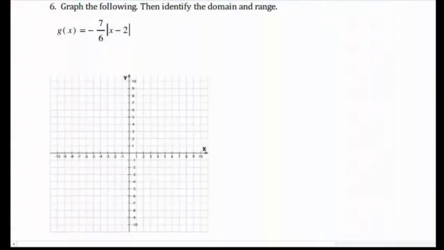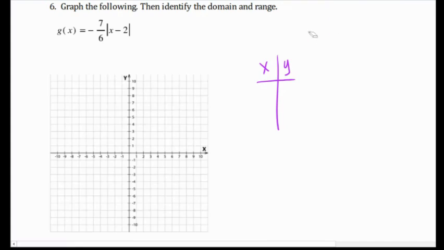Graph the following, then identify the domain and range. So in this one here, I'm going to start with using my h and my k value to find kind of my first points here, because for absolute value functions, we usually get this V shape, and I want to find the vertex of that.